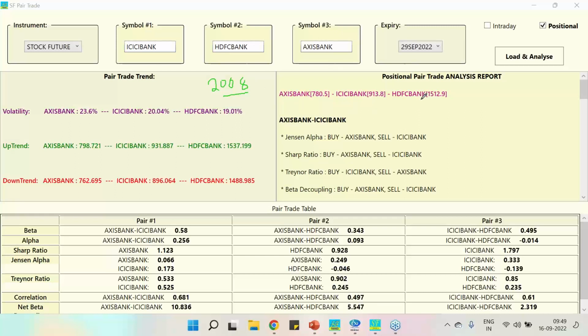A few lakhs of traders used to follow this, and it is an excellent method. Beta decoupling. Beta tells you that if one stock is moving by 1%, how much the other one will move. If I say ICICI Bank and HDFC Bank, both are in the private banking space. If ICICI moves up by 1%, how much percentage will HDFC move? That is called your beta, the classical definition of beta.